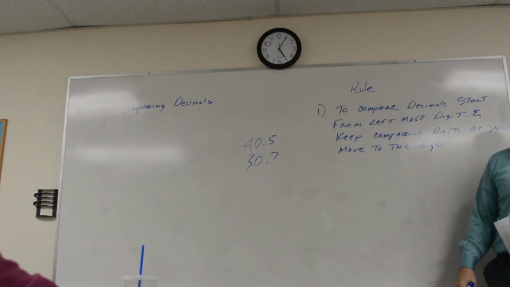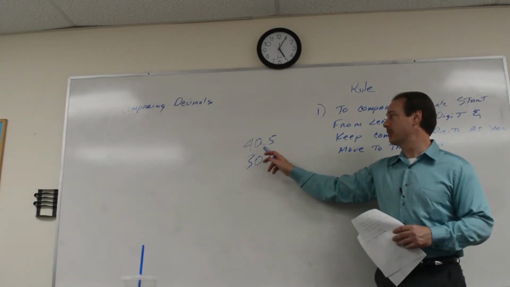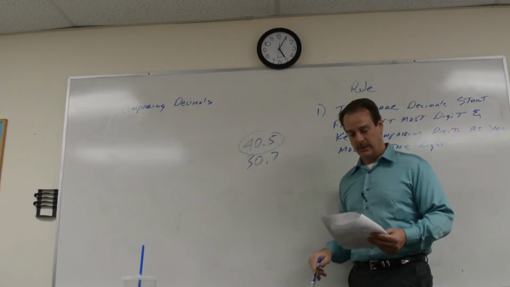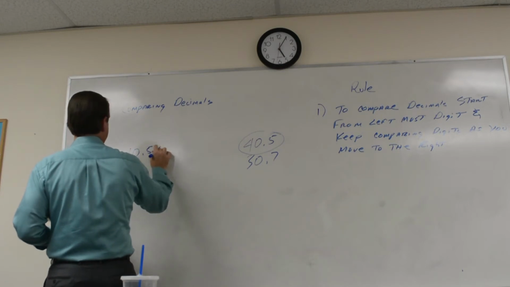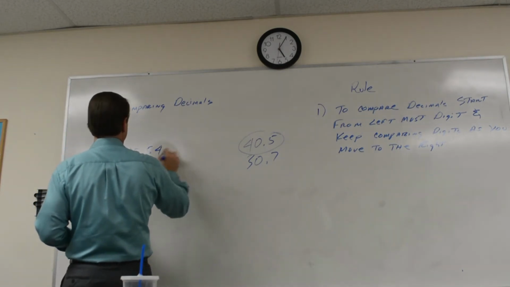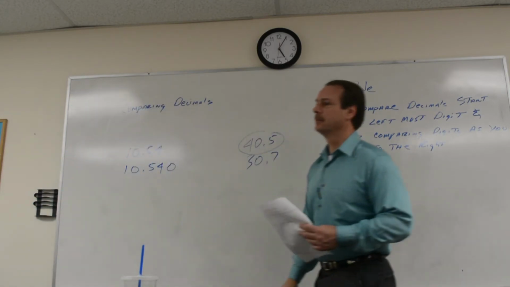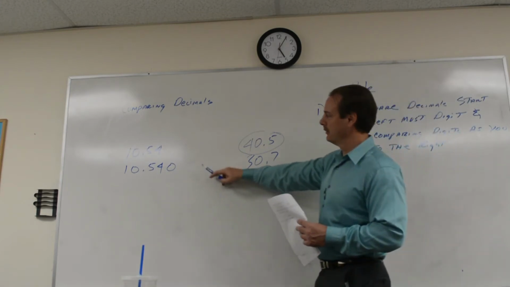Which one's larger, which one's smaller? This one's larger, because we start all the way to the left, 4 is larger than 3, we know this is already larger. How about this one? The one on the bottom is larger. They're the same. They're even.